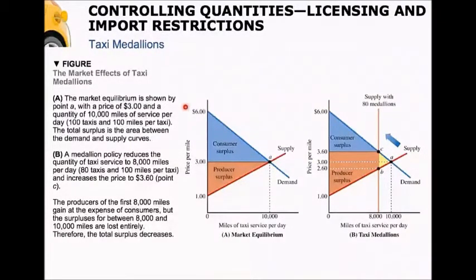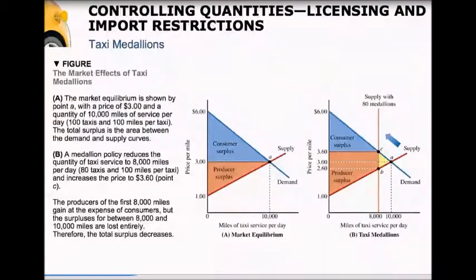Now, let's look at the effect of this type of policy. Suppose we look at the market for taxi cab services, and there's a supply and a demand curve. At equilibrium at point A, there would be 10,000 miles of taxi services per day produced and consumed at a price of $3 per mile. And this would generate consumer surplus equal to this blue triangle and producer surplus equal to this red triangle.